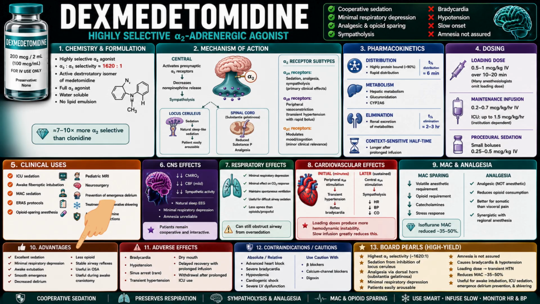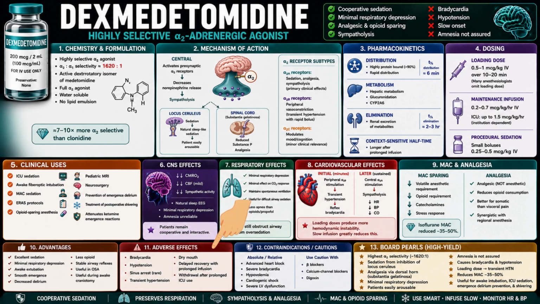Decreased delirium, particularly in ICU settings. Dexmedetomidine is one of the few pharmacologic interventions shown to reduce postoperative and ICU delirium, a major driver of morbidity in critically ill patients. Less opioid required, reducing opioid-related side effects: nausea, vomiting, ileus, respiratory depression. Useful in OSA, preserves airway muscle tone. Useful during awake craniotomy, cooperative sedation during cortical mapping. Treatment of postoperative shivering, effective and often underutilized. Attenuates ketamine emergence reactions, a valuable clinical combination.